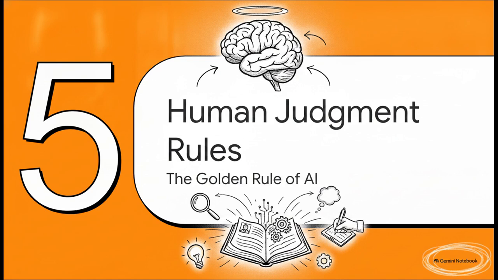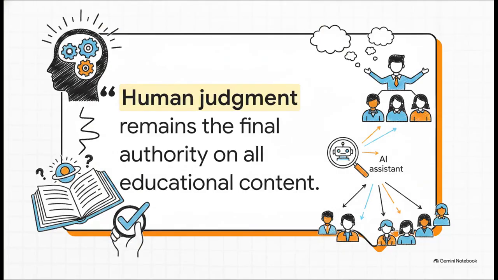Which brings us to our final section. Human judgment always rules. The golden rule of AI education. If you take away just one single thing from this entire explainer today, please let it be this. Human judgment remains the final authority on all educational content. ChatGPT is a remarkably powerful assistant, but you are completely responsible for all final academic decisions.